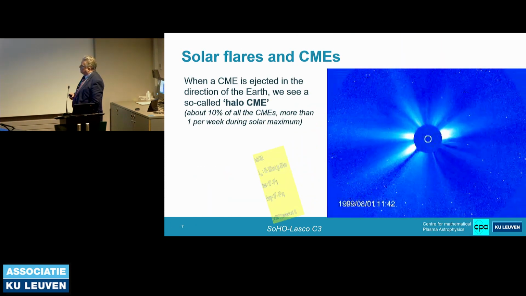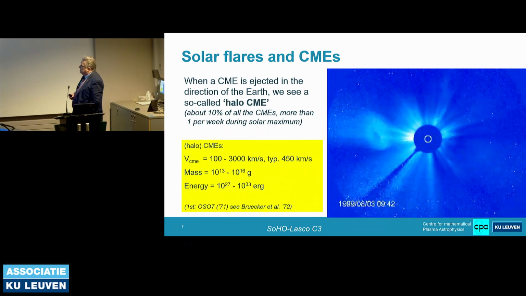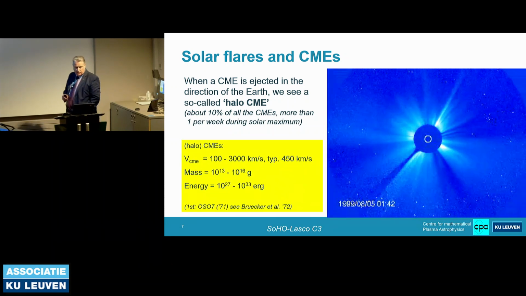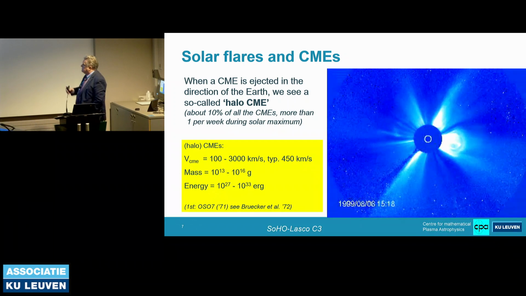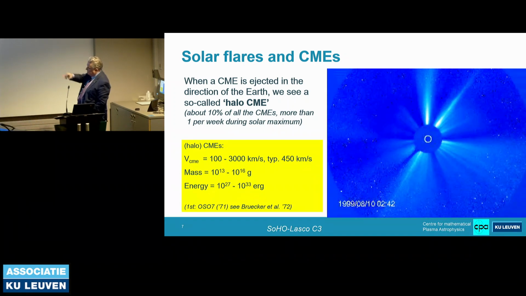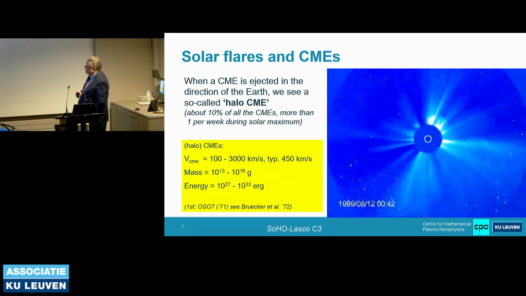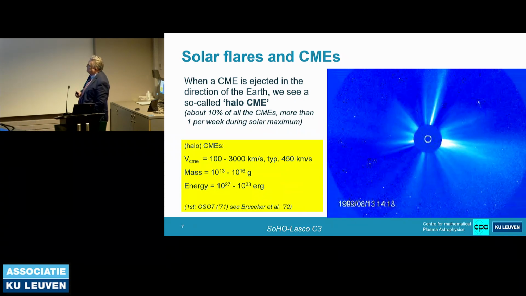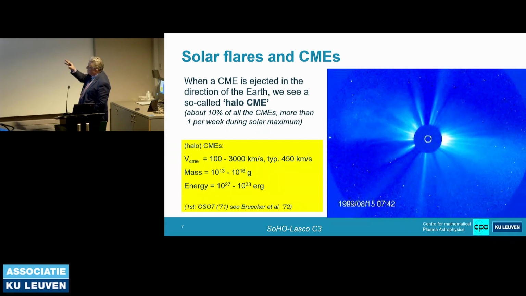One of the most important events causing the space weather are the coronal mass ejections. Especially here you see kind of a speeded up movie during solar maximum in August 1999. And you see there are many of these CMEs per day. This is a white light image from a coronagraph.